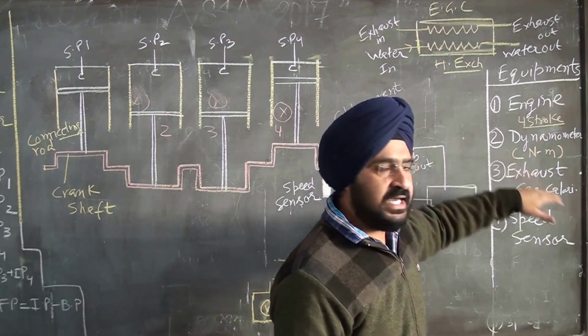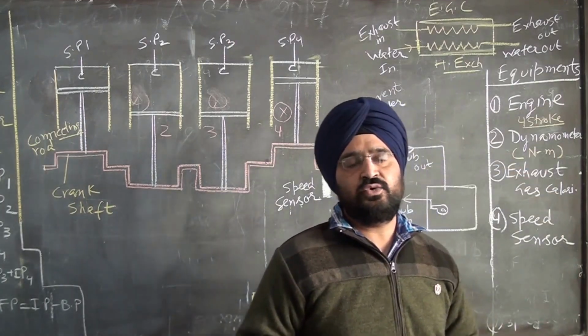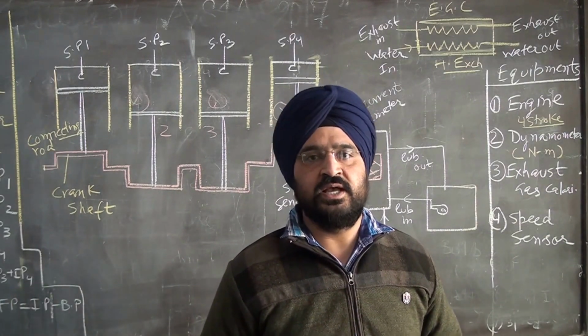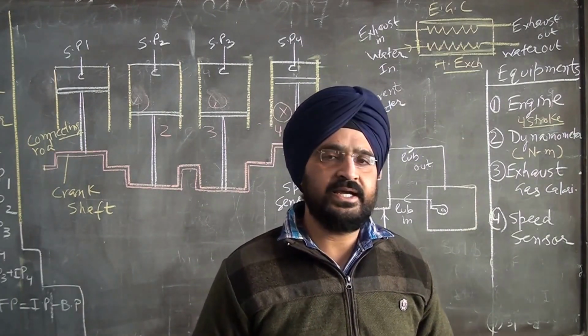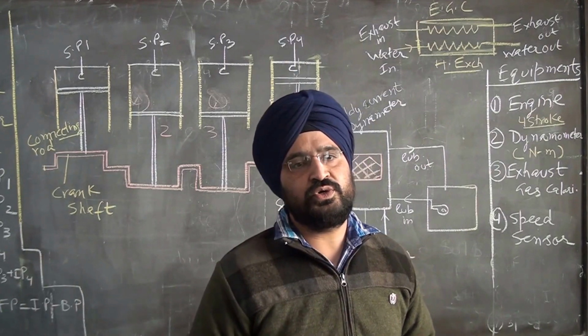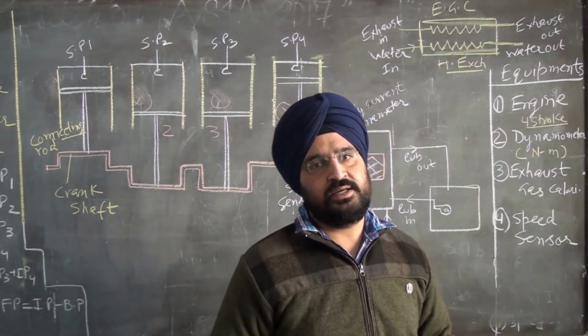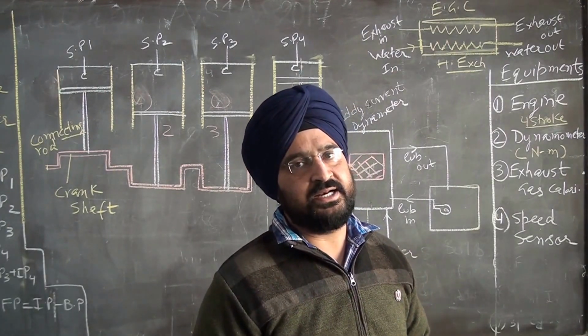So the dynamometer is giving us a reading in Newton meters. That is the second equipment that we will use. Here we will use an eddy current dynamometer, though you could use any other type of dynamometer. In this test rig particularly, the dynamometer that is used is the eddy current dynamometer.